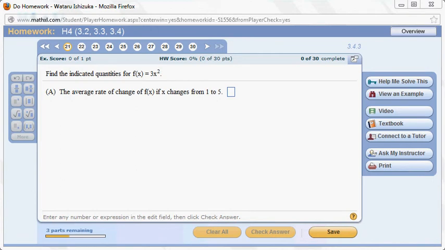Okay, let's look at homework number 4, problem number 21. So we have this quadratic function given, and for part A, we want to find the average rate of change from x equals 1 to x equals 5. So let's do that.